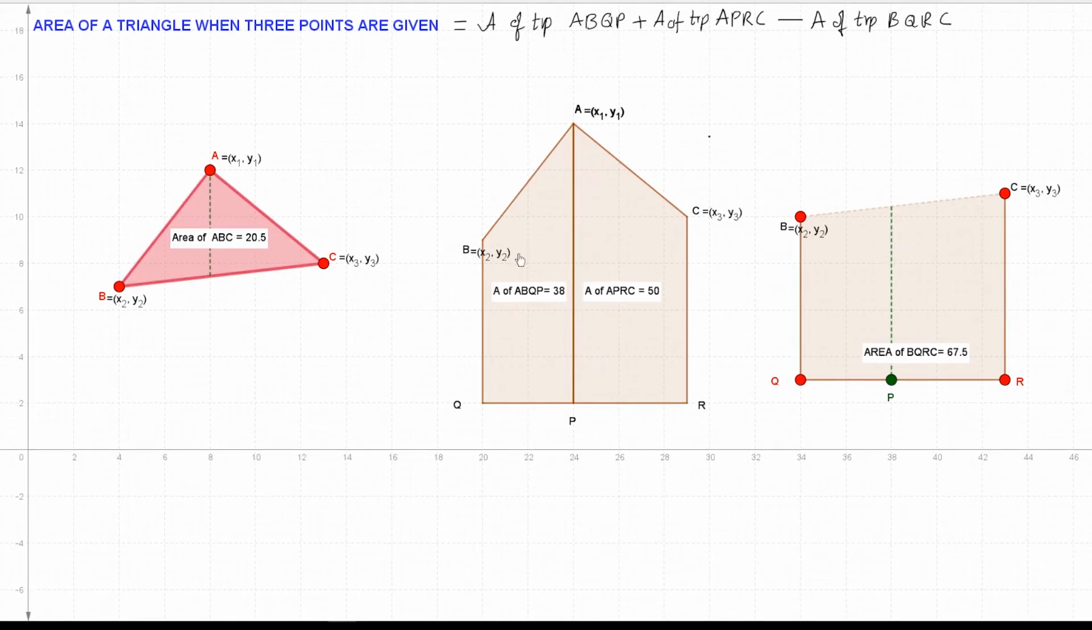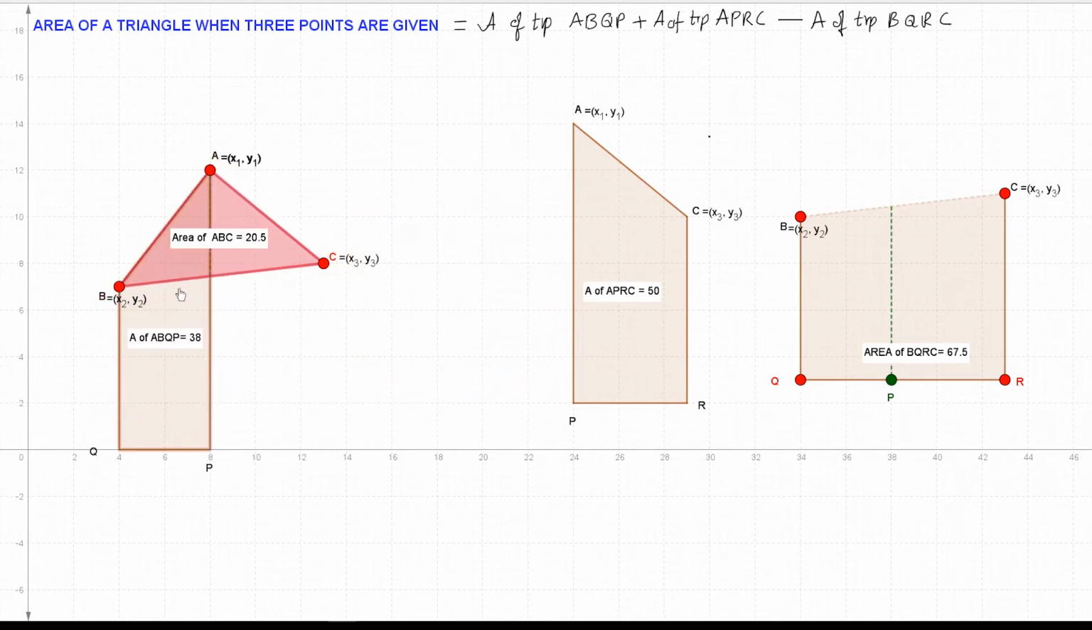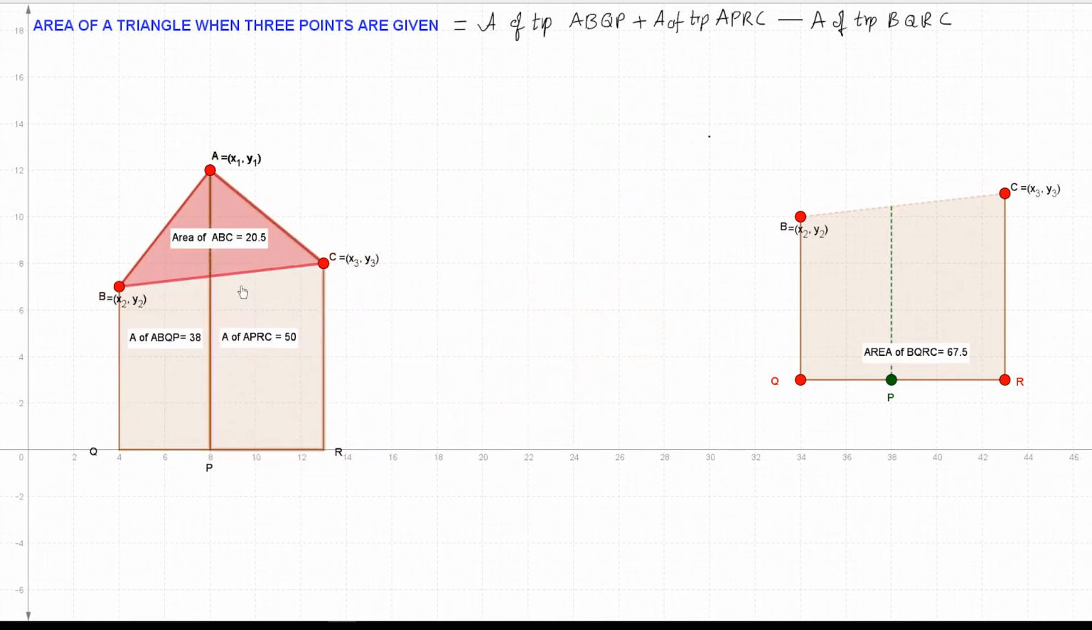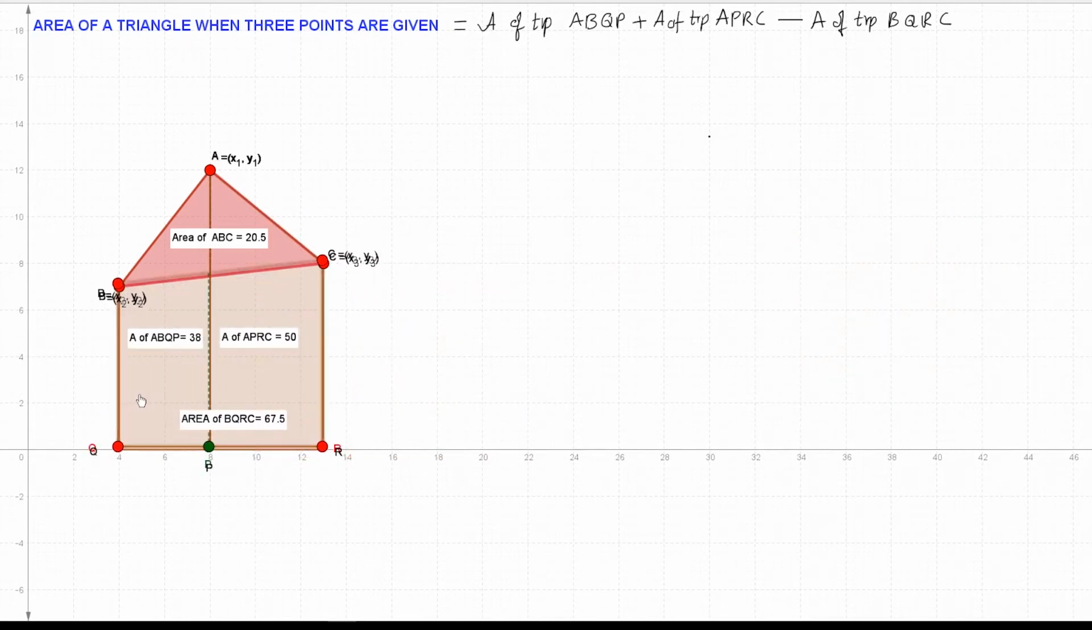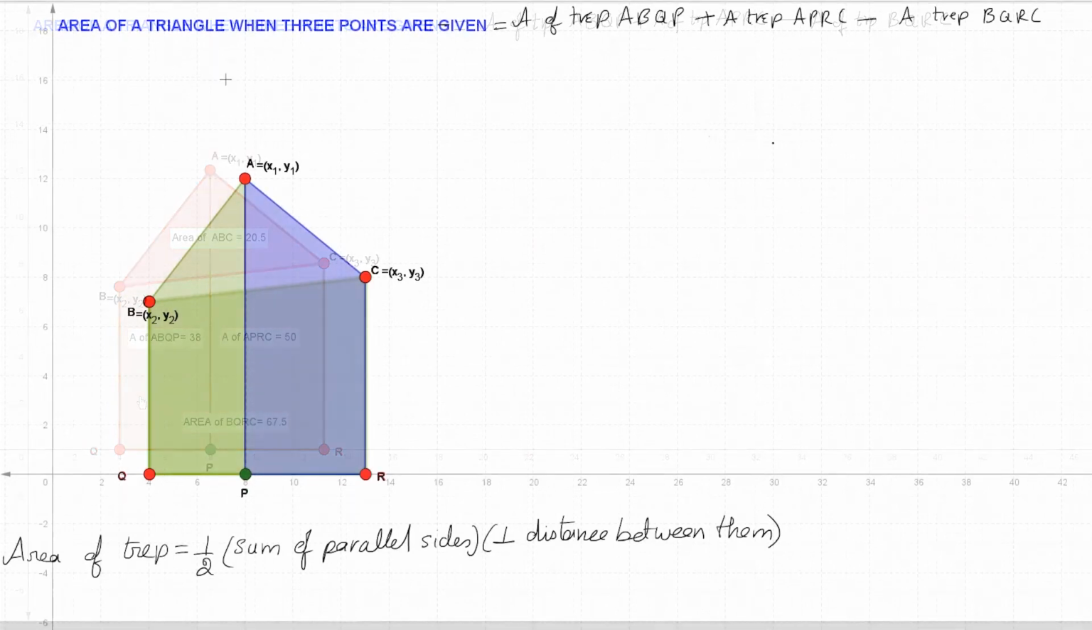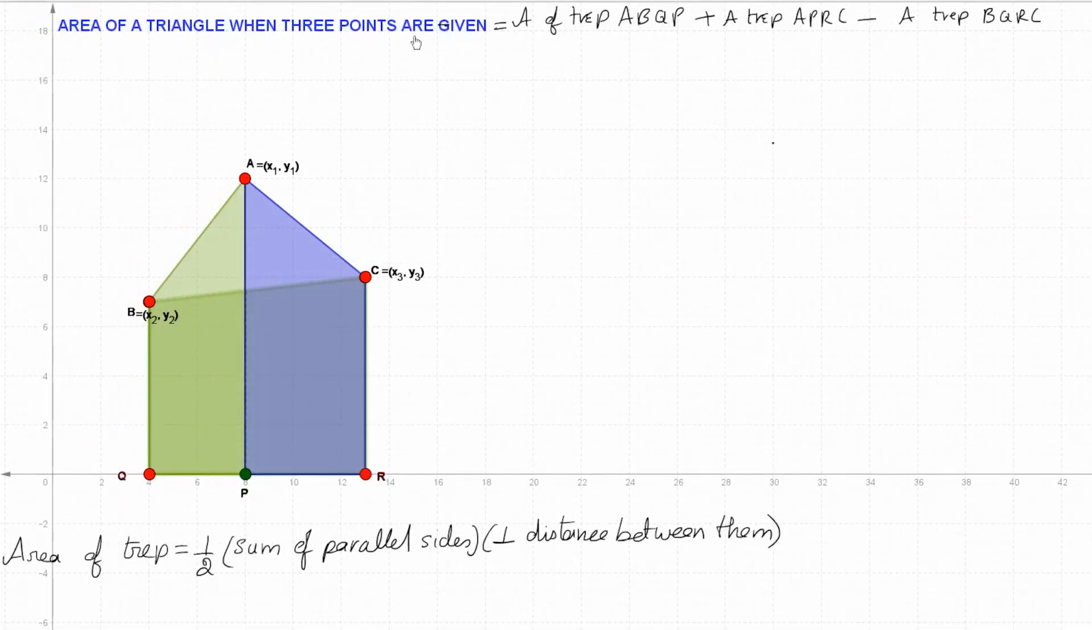All right, let's put the whole figure back again. So it goes up here, this guy is done, and we go back with this guy here. Now I put this guy here. So we got this diagram, which is the way it is in the textbook. So now we know the logic: to find the area of the triangle when 3 points are given is finding the area of the trapezium ABQP, adding the area of the trapezium APRC, and subtracting the area of the trapezium BQRC, that is BQ and RC.